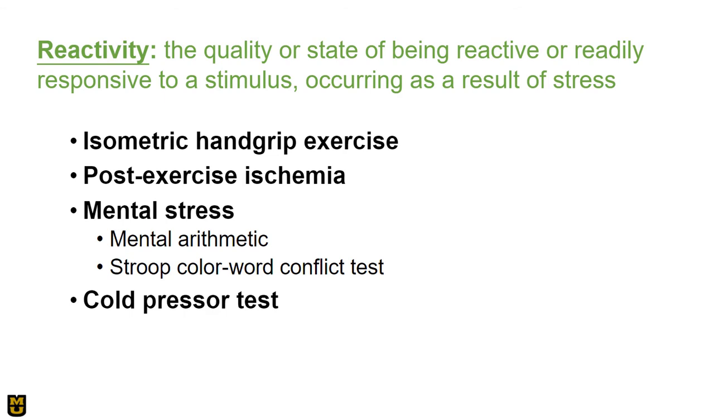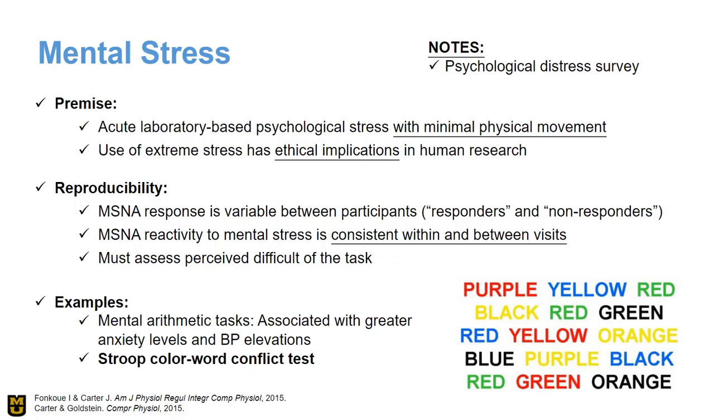All right, 2 more. So mental stress. For mental stress, the premise is that you're going to want to use an acute laboratory-based psychological stress. The nice thing about it is there's minimal physical movement. With isometric hand grip, your participants can get fatigued and start to shake, and you can have the potential to lose that electrode position if you're doing microneurography. With mental stress or psychological stress, there's less movement. But again, it depends on your question and it depends on the mechanism you're trying to assess.